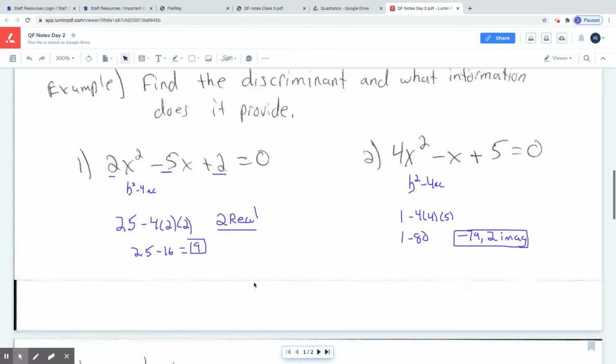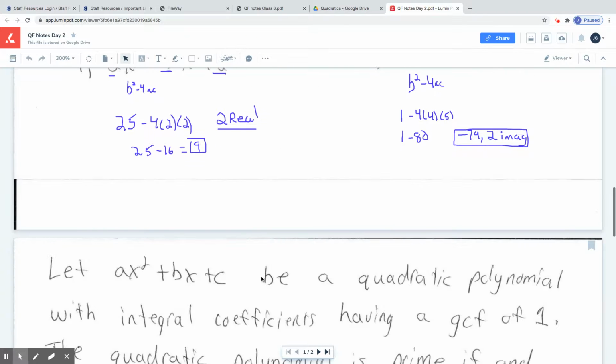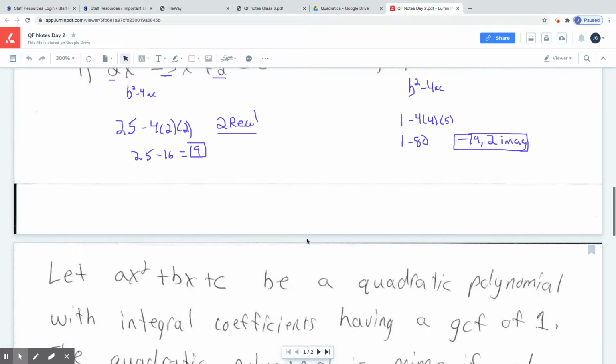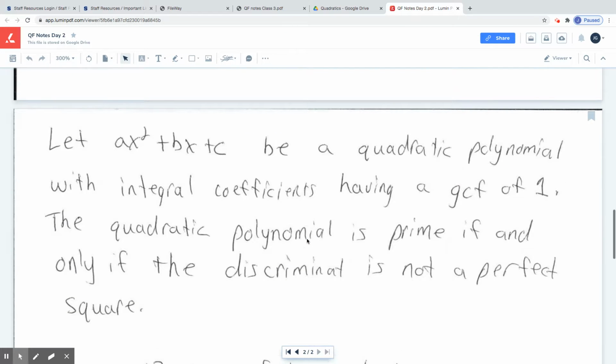All right. Now, one other thing that the discriminant tells us, it actually tells us whether you can factor a quadratic. All right, let's take a look at what this says. It says, let ax squared plus bx plus c be a quadratic polynomial with integral coefficients. That means that a, b, and c are integers, not fractions. And they have a GCF of 1, meaning you can't take anything else out of it. So once you have the GCF, greatest common factor, pulled out, the quadratic polynomial is prime.